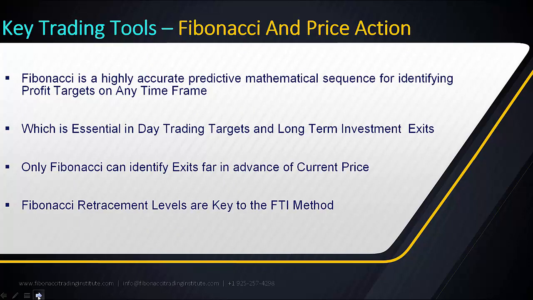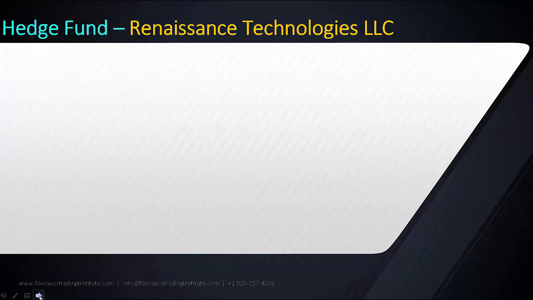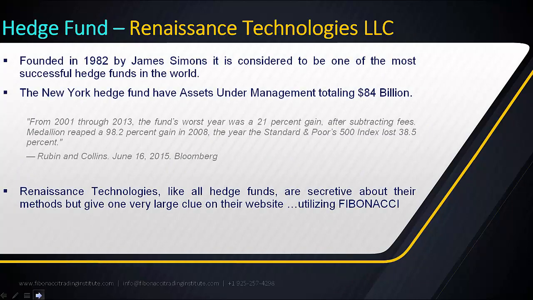In summary, Fibonacci is a highly accurate predictive mathematical sequence to identify profit targets on any time frame. You want to take profit targets on Apple before the earnings? You want to identify key support on Apple before the earnings? You can do this on any instrument. Do you want to do the exact same sequence in your day trading decisions? Why not? Exact same sequence. Fibonacci retracement levels are key to the Fibonacci Trading Room method.